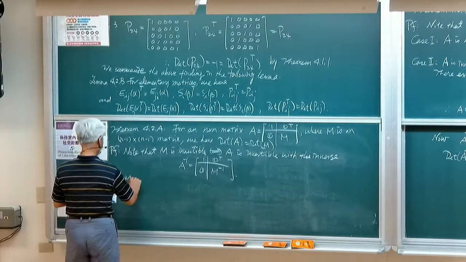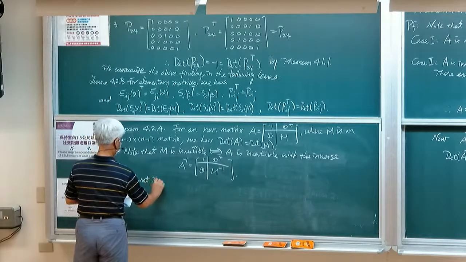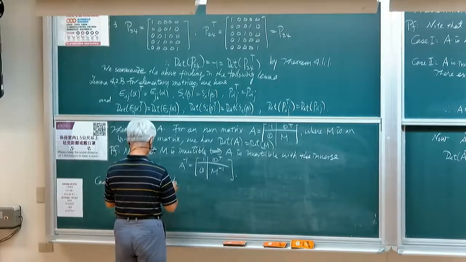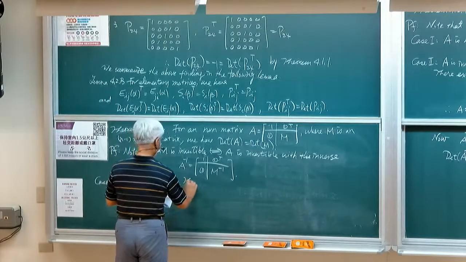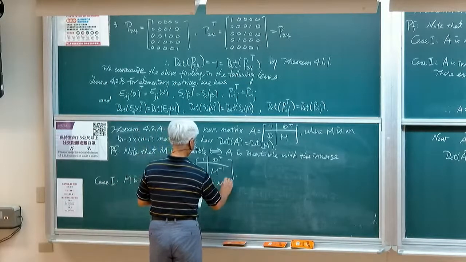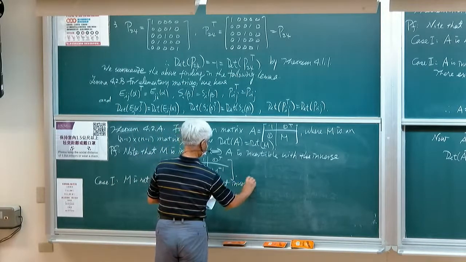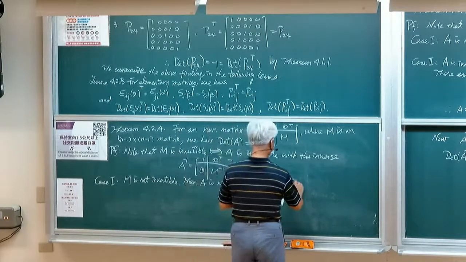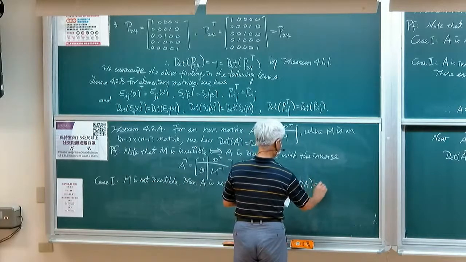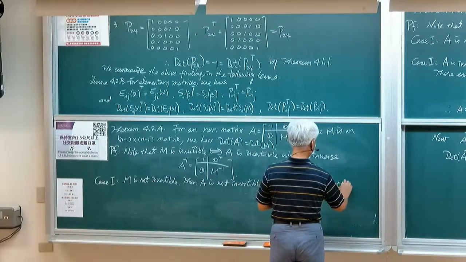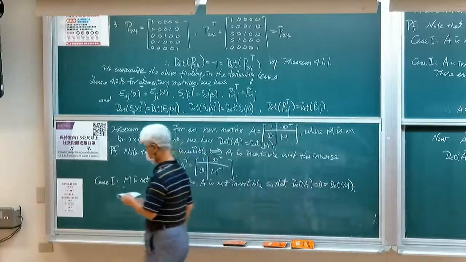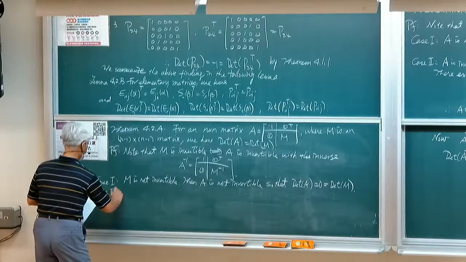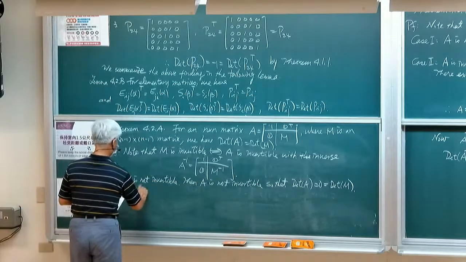All right? M is not invertible. Then A is not invertible too. So that the determinant of A is equal to 0, which is equal to the determinant of M. Okay, so the first case is easy. Right. Now the second case, M is invertible.